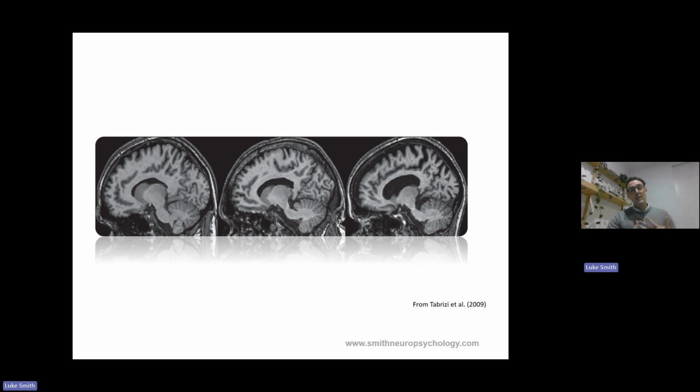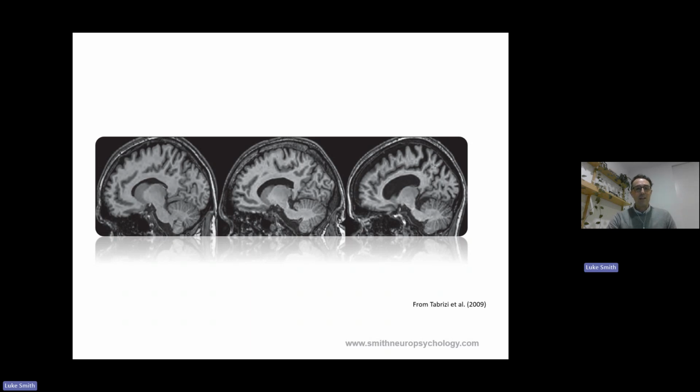But what's happening inside our brains when we have a neurodegenerative condition is that we are seeing an atrophy of the brain. What that means is, unfortunately, over time, the brain is shrinking. So you can see from this picture here, this is actually from a study of people with Huntington's disease by Tabrizi et al. What you see here is a series of 3 MRI brain scans that have been put together.